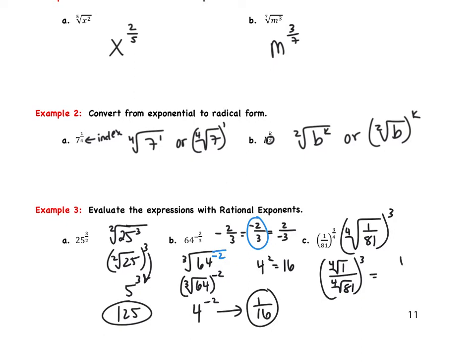4th root of 1 is just 1. The 4th root of 81 is 3 to the 3rd. So then I get 1 to the 3rd and 3 to the 3rd. 1 to the 3rd is 1, and 3 to the 3rd is 27.